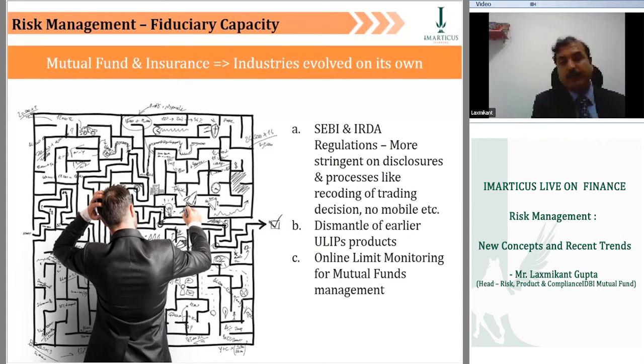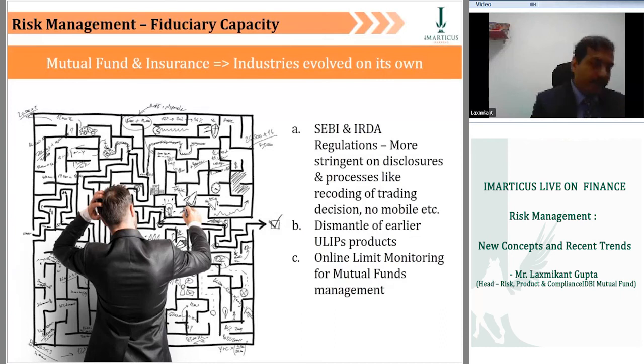ULIPs product, the 3-year ULIPs product has been dismantled. Basically, what has been happening in mutual fund and insurance entities is that insurances were selling ULIPs, which had a mutual fund flavor, while mutual funds were selling schemes with supplementary, complementary insurances. So both were targeting the same audiences in different ways.